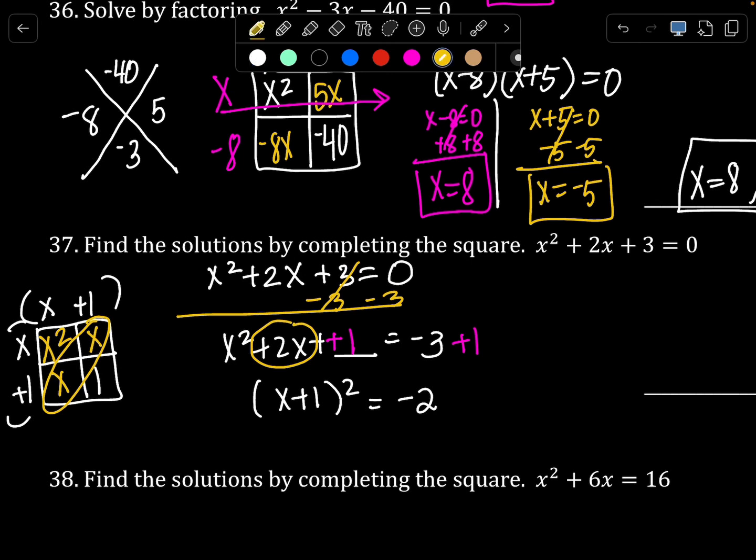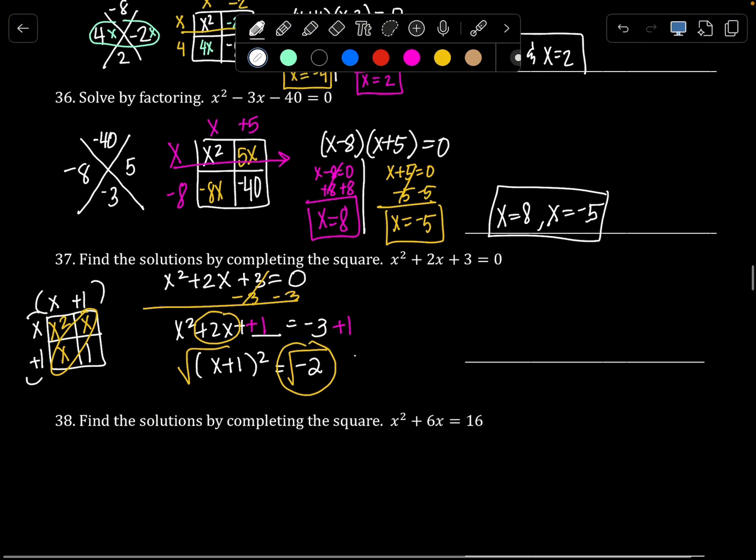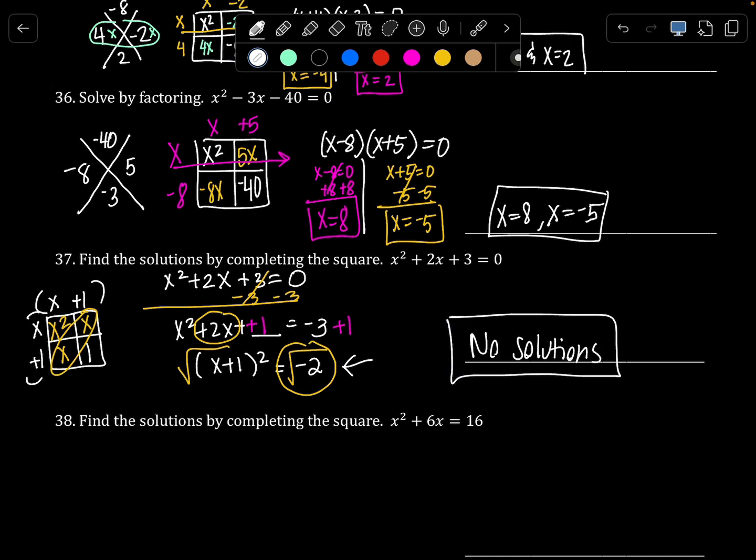And then you take the square root of both sides. And you notice something. You can't take the square root of a negative. So that means there are no solutions. No x-intercepts.